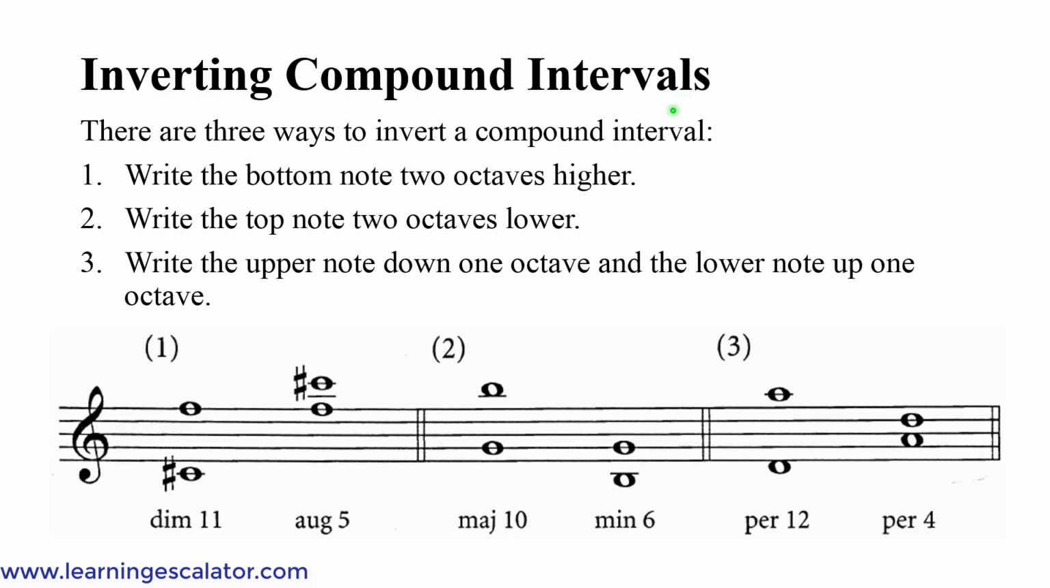Inverting compound intervals. There are 3 ways to invert a compound interval. 1, write the bottom note 2 octaves higher. So this is the first one. There's a C sharp and you move it 1 octave and another octave. So that's how you invert it. 2, write the top note 2 octaves lower. So over here you move this 2 octaves lower. 3, write the upper note down 1 octave and the lower note up 1 octave. So D to A, move the A down 1 octave and the D up 1 octave.